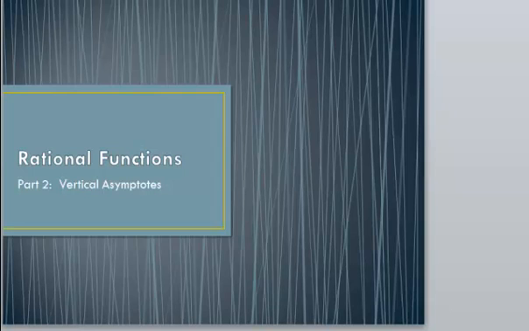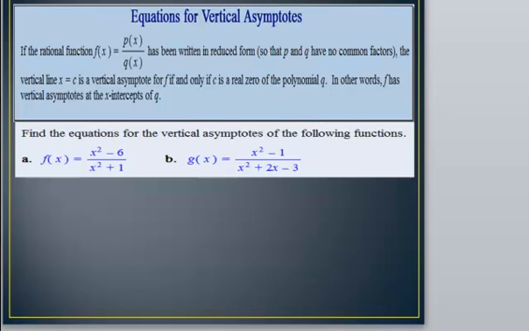Continuing our discussion of rational functions, this video is about vertical asymptotes. Equations for vertical asymptotes: if the rational function f of x equals p of x over q of x has been written in reduced form so that p and q have no common factors, the vertical line x equals c is the vertical asymptote for f if and only if c is a real zero of the polynomial q. In other words, f has vertical asymptotes at the x-intercepts of q.